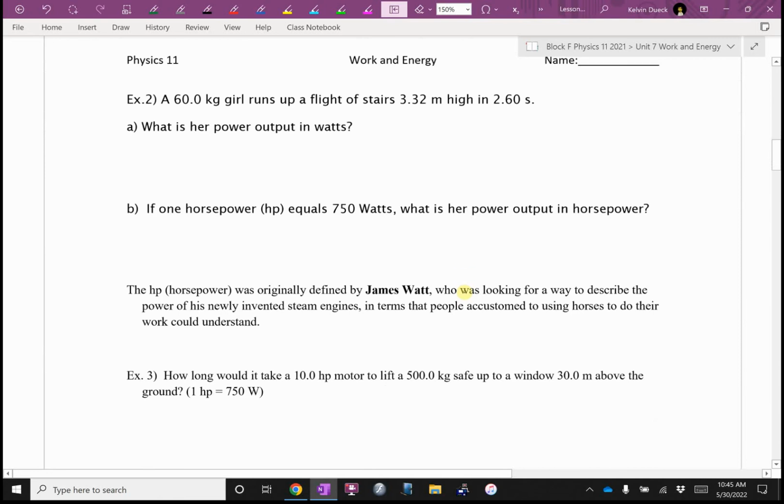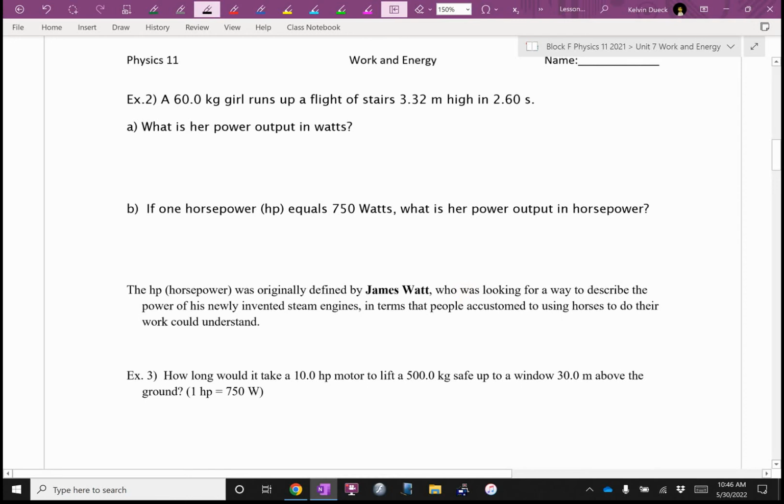Example 2. A 60-kilogram girl runs up a flight of stairs 3.32 meters high in 2.6 seconds. The stairs behind my left shoulder back there, the ones over here, they're right around 3.3 meters high. All of you have a mass around 60 kilograms, some more, some less. But I'd like you to imagine doing those stairs in 2.6 seconds.